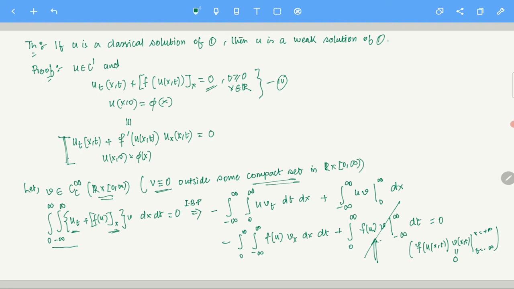So of course, if you evaluate x between minus infinity and infinity, v is going to be 0. So this particular term has no contribution in our case. Now let's look at this boundary term. If you break it up, it will be like this: u at the point (x, t), v at the point (x, t), evaluated at 0 and infinity. So this is t equals 0 and t equals infinity.